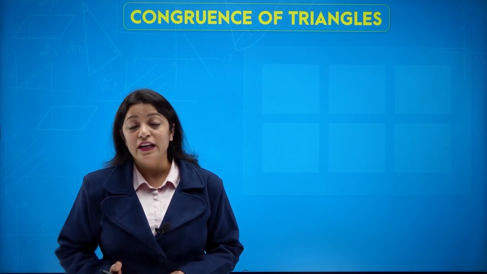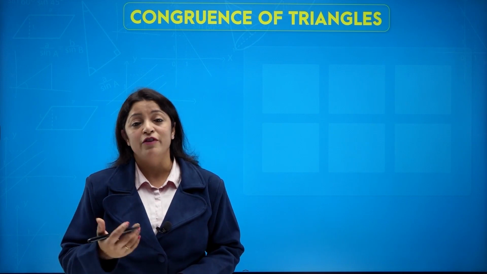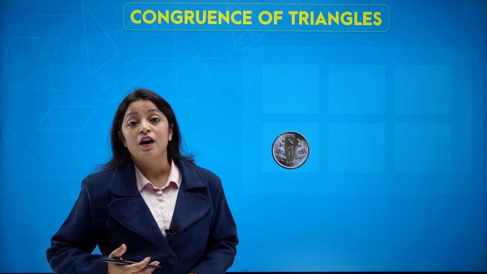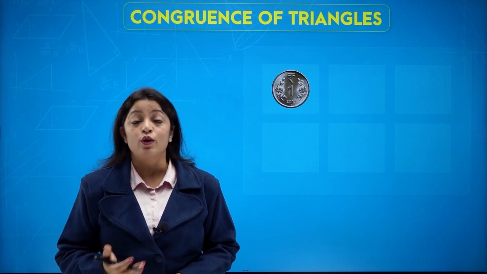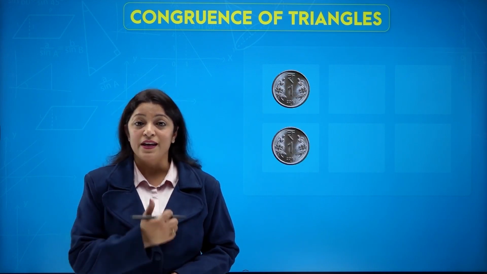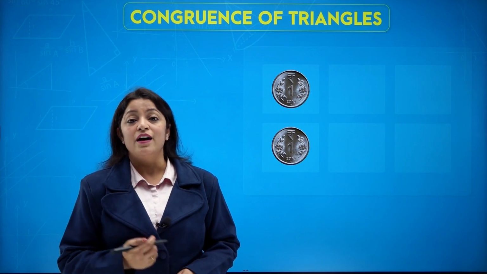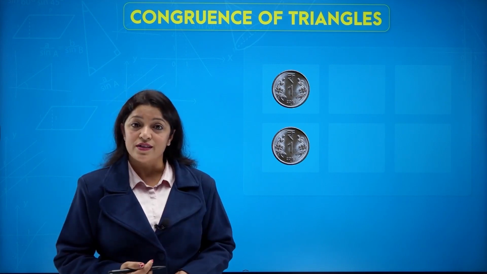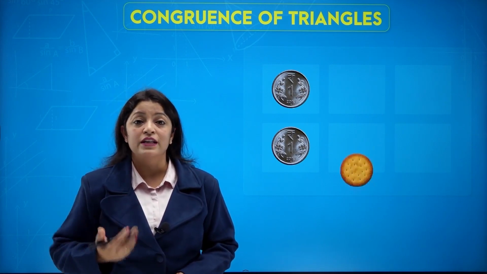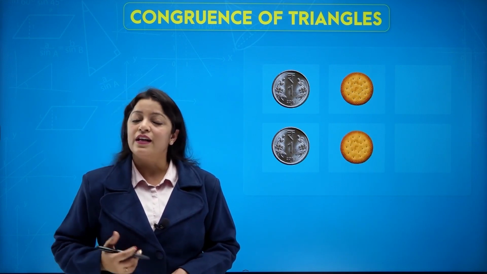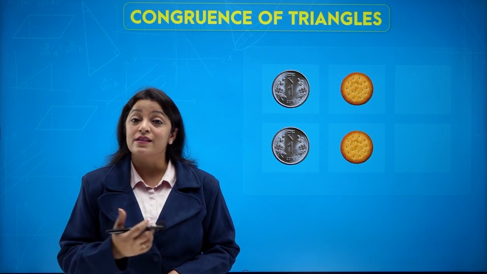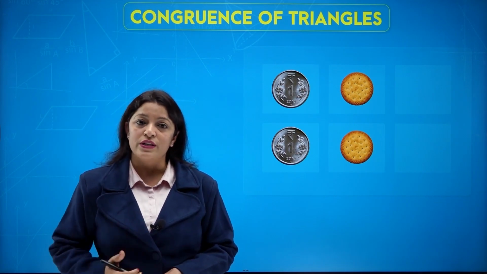Suppose there are any two objects. You must have seen various objects. If I say a coin, and if I take a similar coin which is exactly of the same shape and same size, then I say that they are two congruent coins here. Similarly, if I take any two biscuits which are of the same shape and same size, then I'll call these two biscuits exactly congruent.